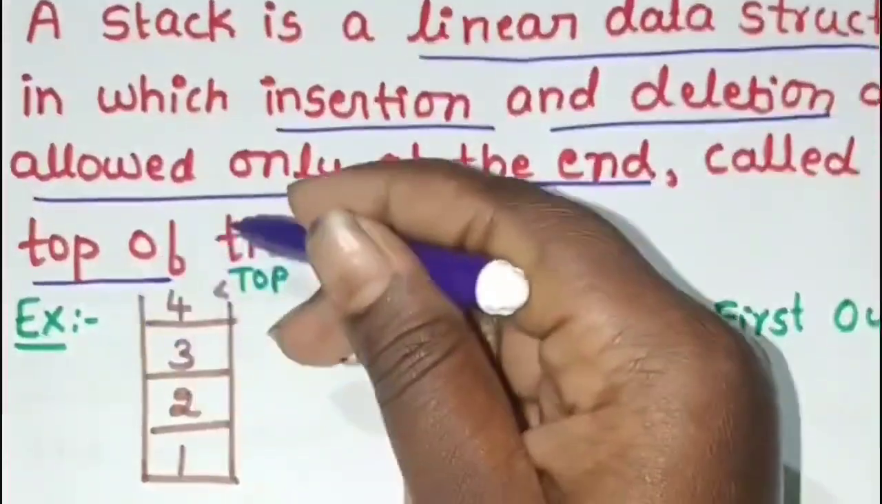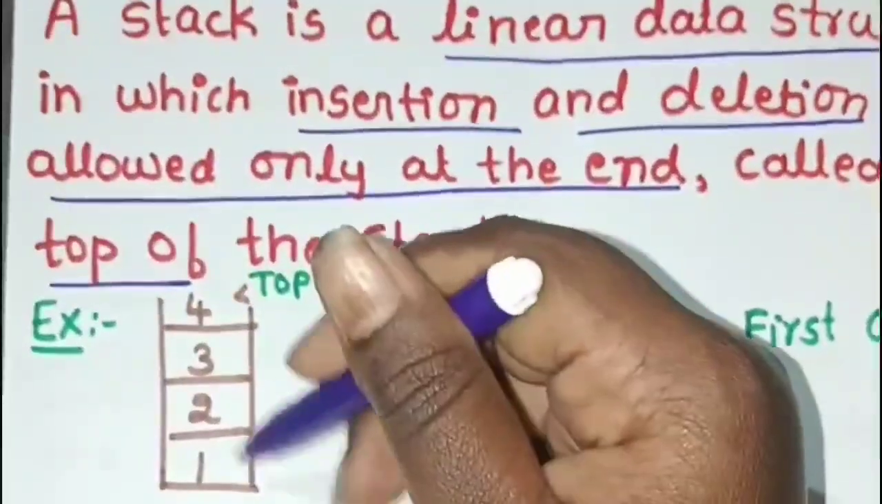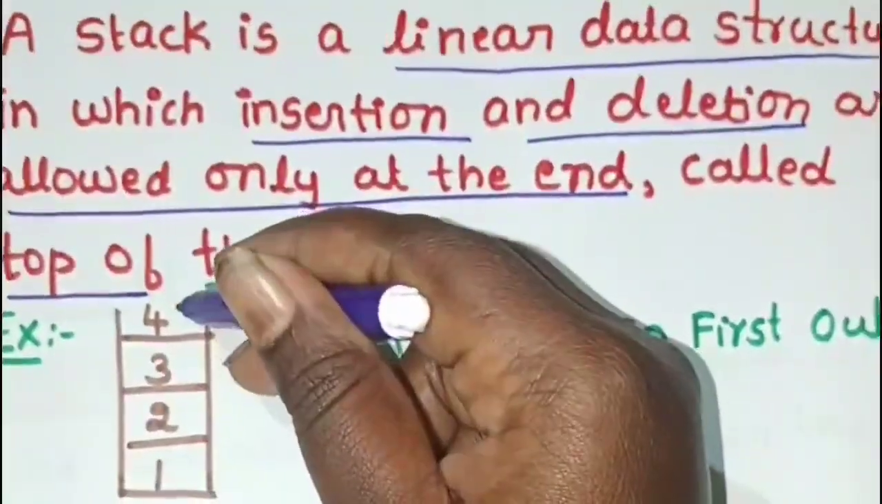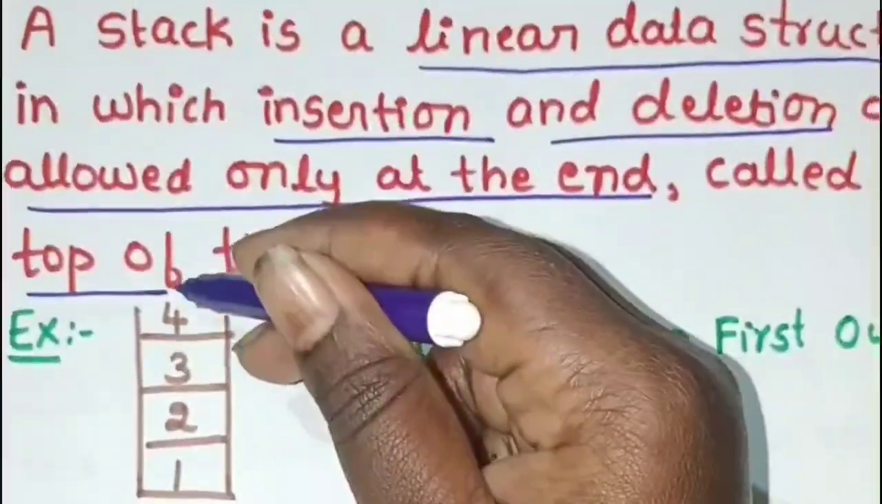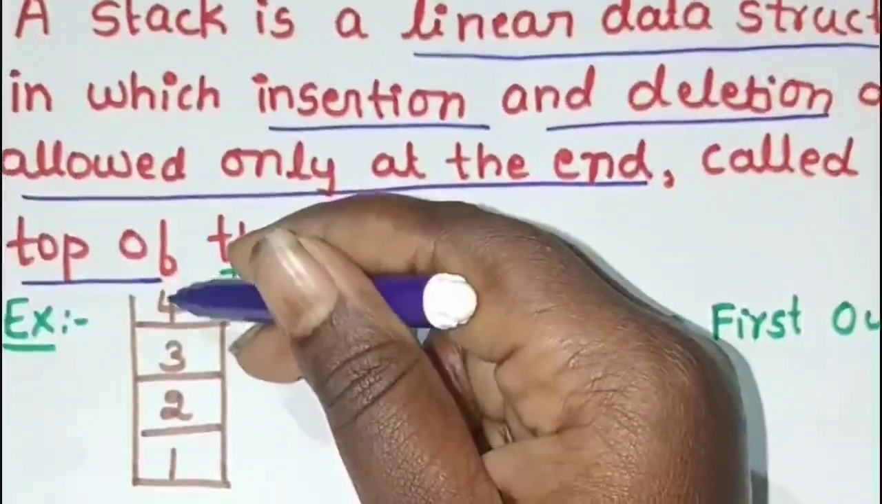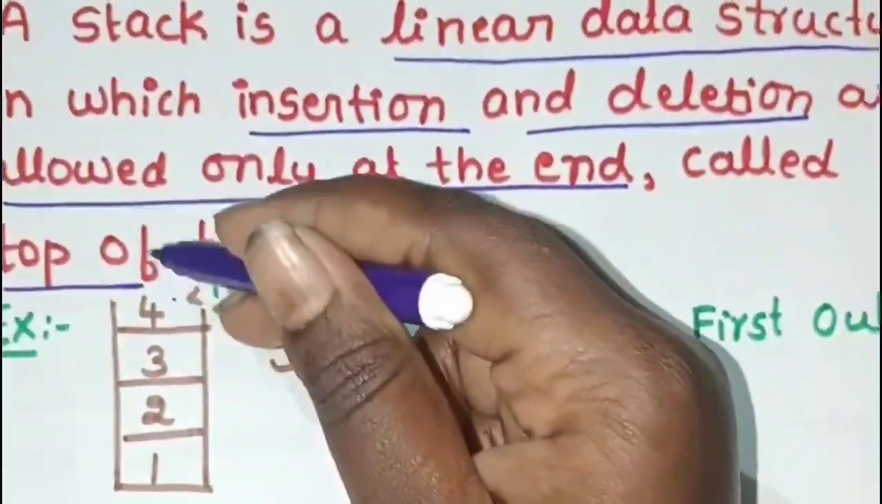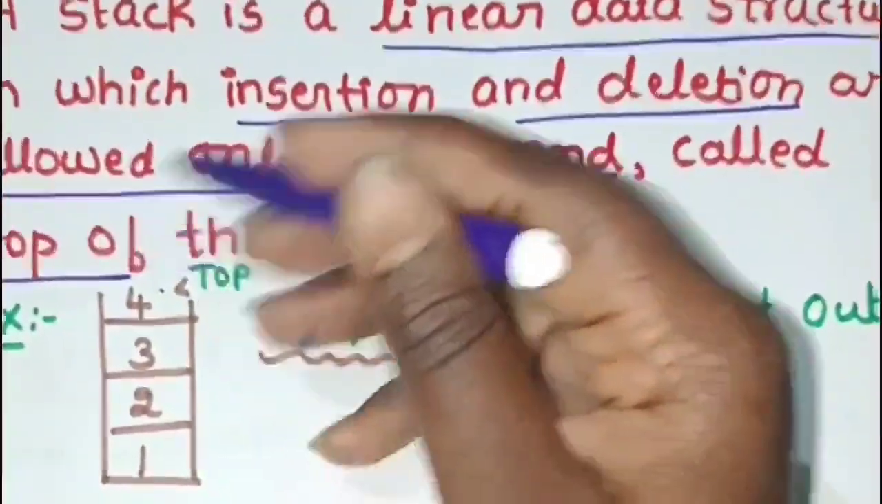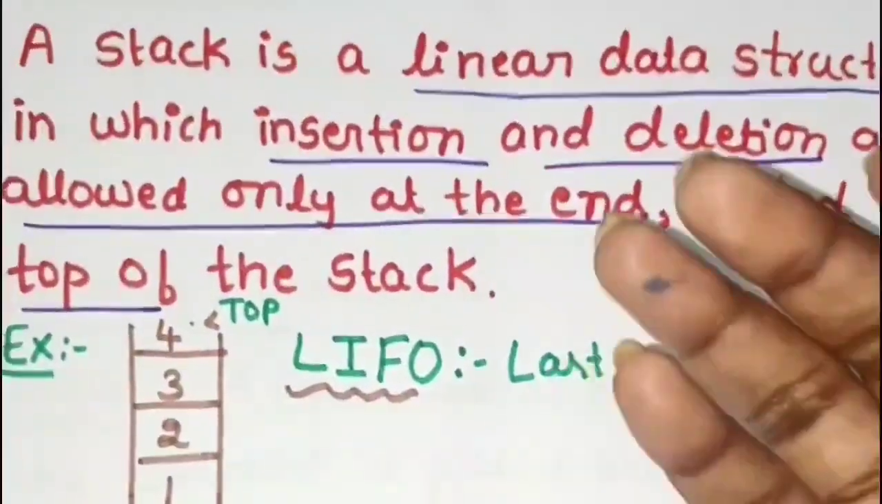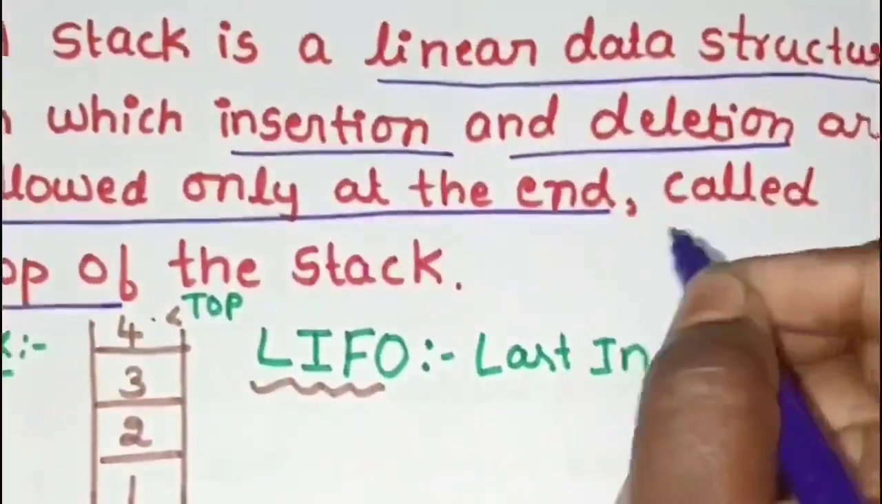See here, you are able to see this example. This is called a stack. If we want to insert an element, we need to insert from this end only. If we want to delete any element, we first need to move to this end and remove the element. Here we use push. If we want to insert, we need to use the operation called push.